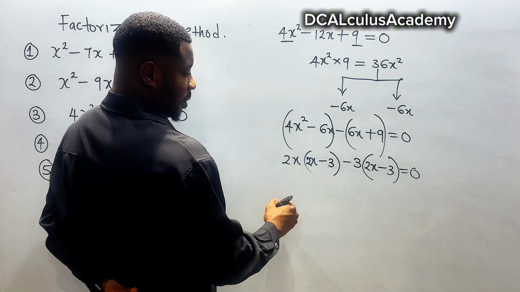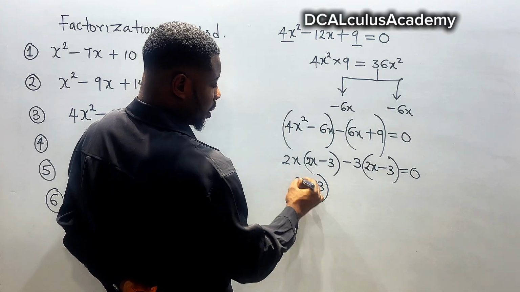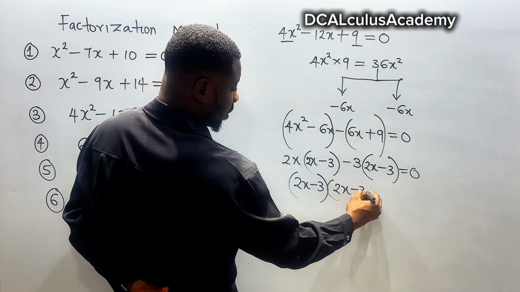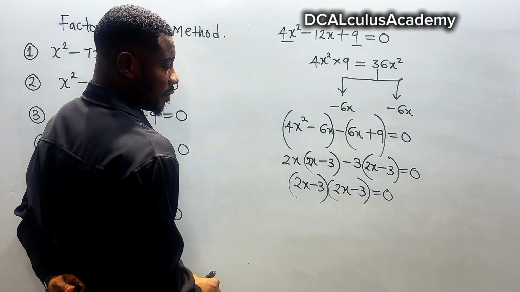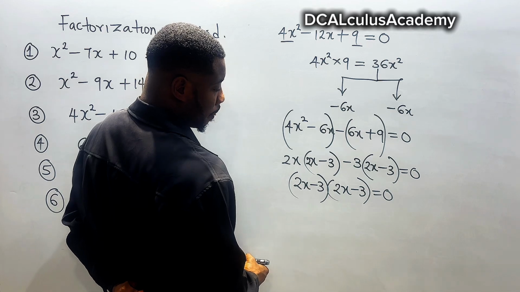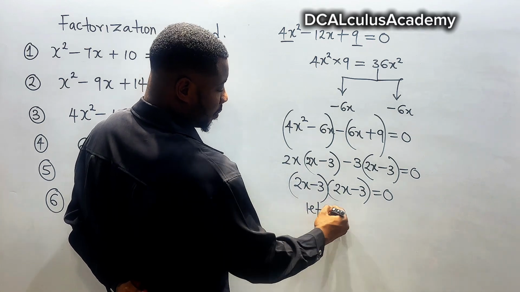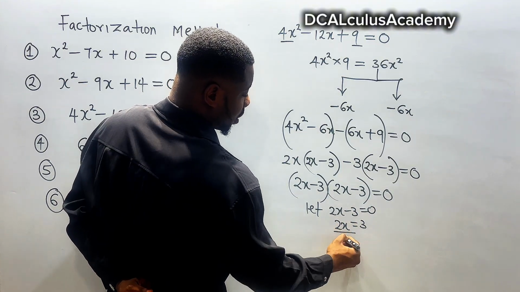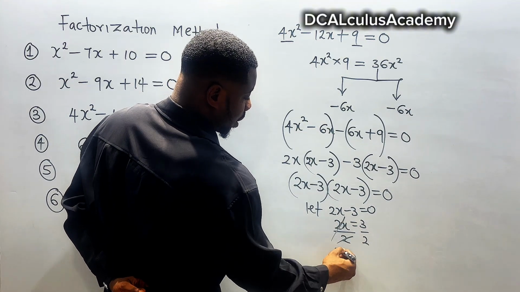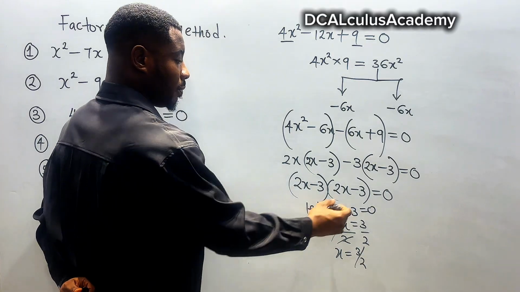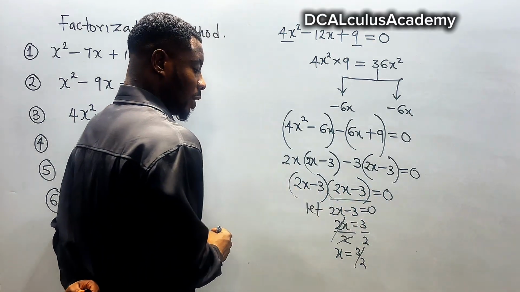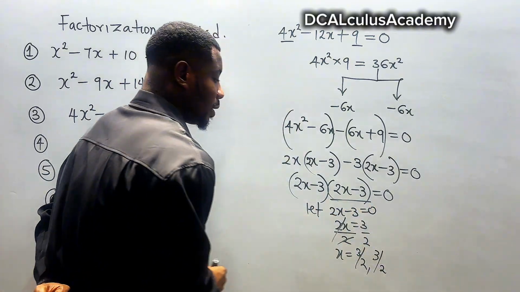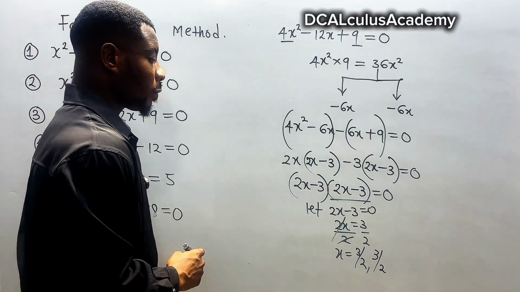So at this point in time, I can say 2x minus 3 times 2x minus 3. So what we have is a perfect square here. If 2x minus 3 is equal to 0, then 2x is equal to 3, and x is equal to 3 over 2. Now if I do the same for this one equal to 0, I'm still going to have 3 over 2. So it means that my answer is 3 over 2 and 3 over 2. So this is the answer we have.